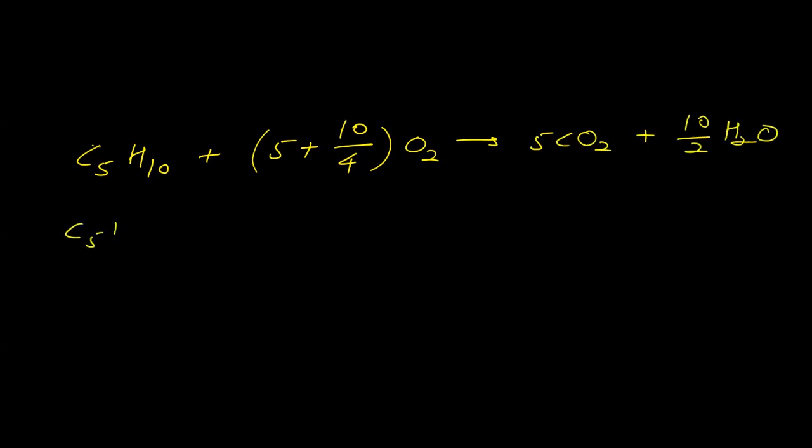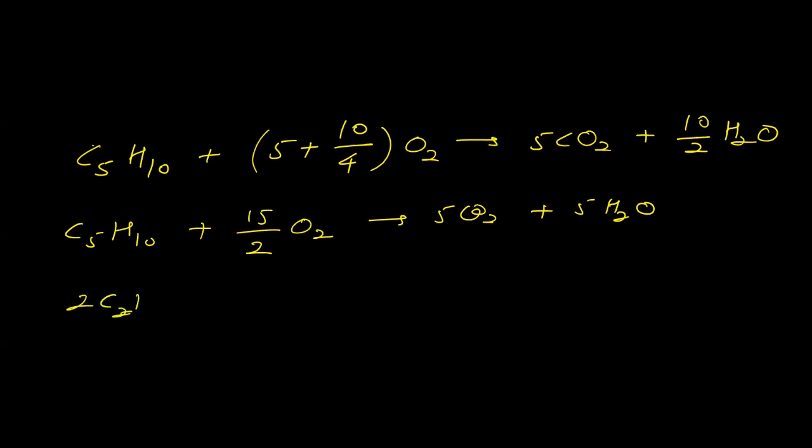So from here you will get C5H10 plus, 20 plus 10, 30 by 4, means 15 by 2 O2, gives you 5 CO2 plus 5 H2O. Now multiply the whole by 2. Why multiply the whole by 2? Because you need to get rid of this denominator. 2C5H10 plus 15O2 will give you 10 CO2 plus 10 H2O.